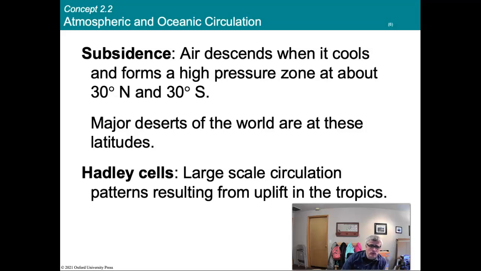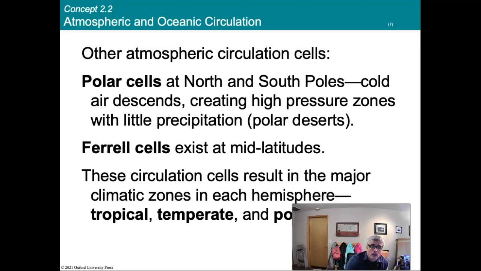Major deserts of the world are in these latitudes, and the Hadley cells are large-scale circulation patterns resulting from uplift in the tropics. We also have polar cells and Ferrel cells, that we'll look at in the next diagram, that explain a lot of additional circulation, and these circulation cells result in our major climatic zones: tropical, temperate, and polar.